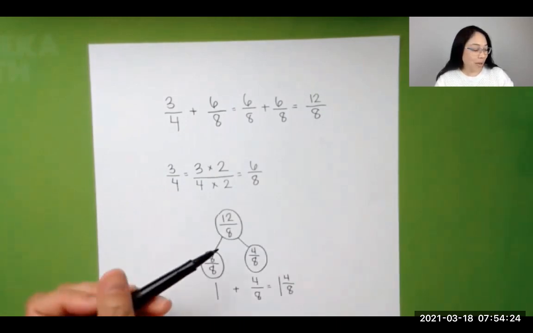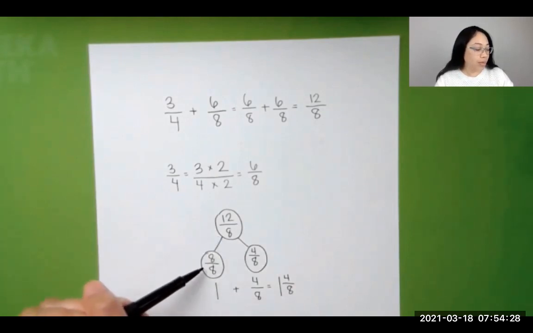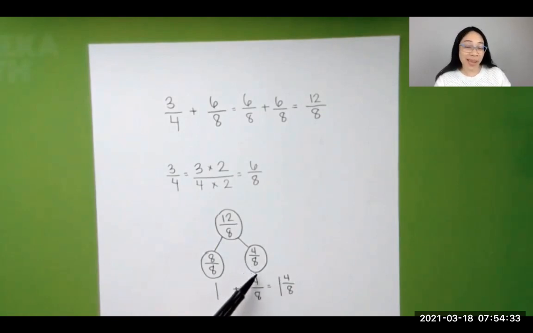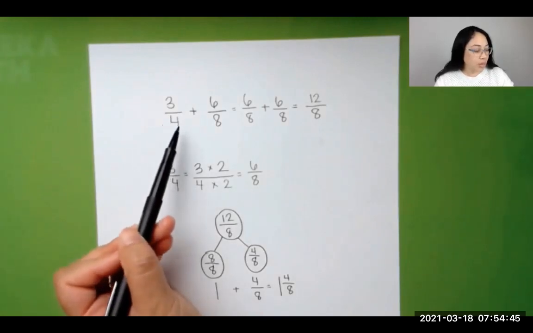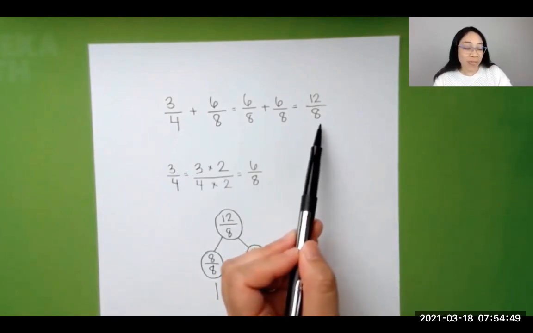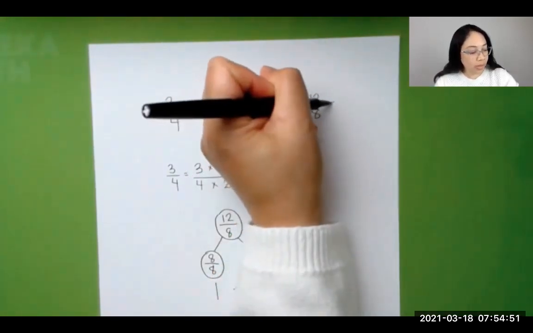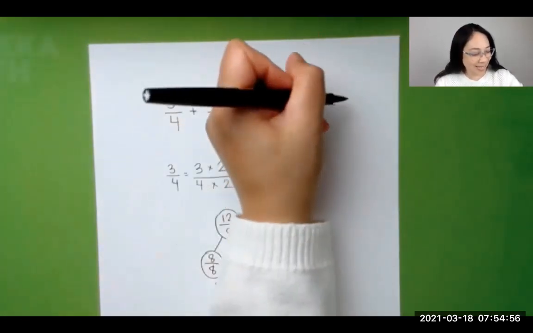Here is my number bond. 12/8 is the whole. One of the parts is 8/8. So the other part is 4/8. We know that 8/8 is the same as 1 plus 4/8 equals 1 and 4/8. If you haven't yet done so, let's go ahead and return back to our number sentence. 3/4 plus 6/8 equals 12/8, which is equivalent to 1 and 4/8.